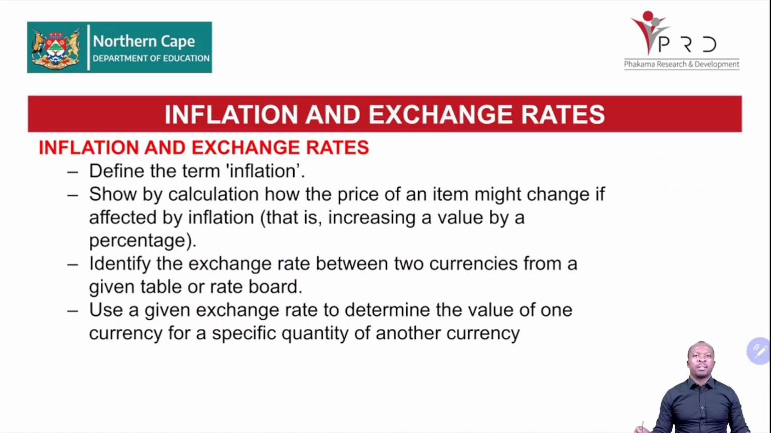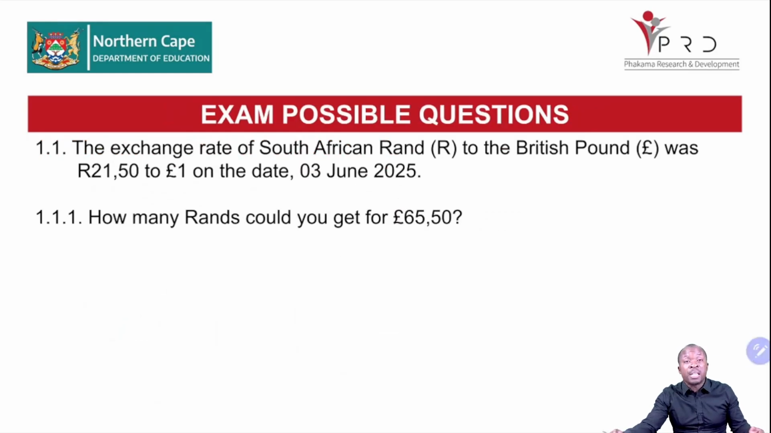Let's talk of inflation. How do you deal with inflation as well as exchange rate? They will be asking you to define the term inflation or the term exchange rate, and you should know that for inflation and exchange rate, we are going to deal with percentages. Let's look at the first question. The exchange rate of South African rand to British pound was 21 rand 50 to £1, meaning when somebody brings £1 from the UK, the person will get 21 rand 50. It means that the South African rand is weaker and the British pound is stronger. That was on the 3rd of June 2025.